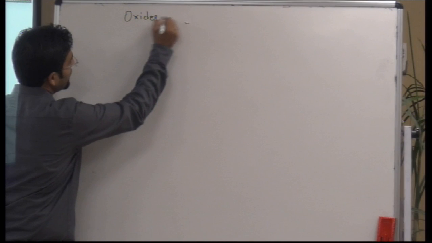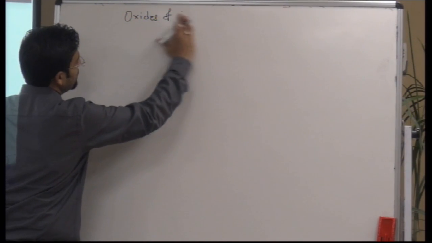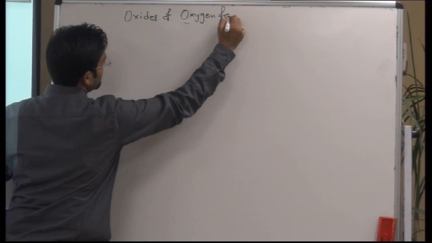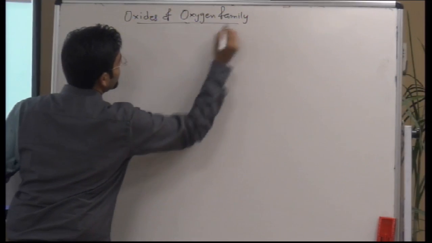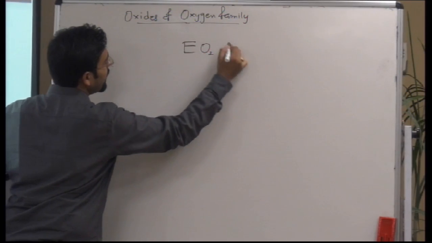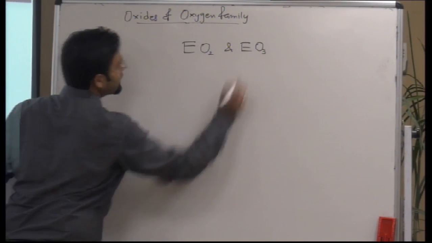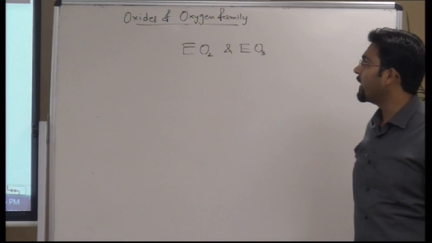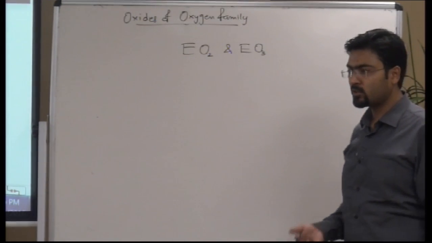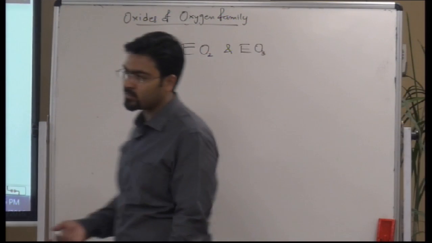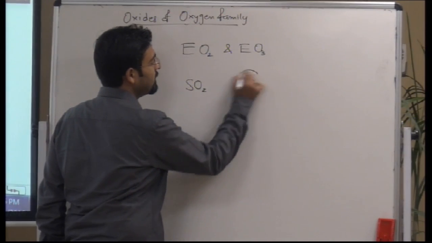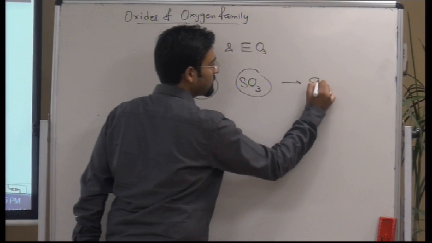Now if I talk about oxides of the oxygen family, they primarily show EO2 and EO3 kind of oxides, except oxygen. For example, you see SO2 and SO3 as the oxides, SeO2 and SeO3 as the oxides. The oxides of sulfur, SO2 and SO3, are gases at room temperature.